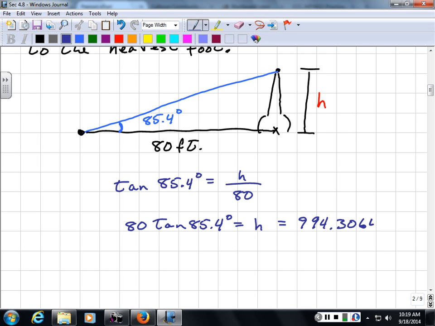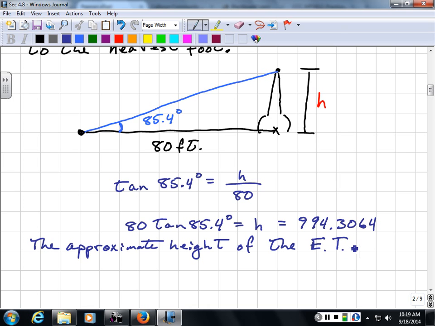So, like I said, we carry it out 4 decimal places, but then it says round it off to the nearest foot, which means that the approximate height, and it is approximate, of the Eiffel Tower is 994 feet. Okay? That's how we use right triangle trigonometry. These problems are done exactly the same way every single time.